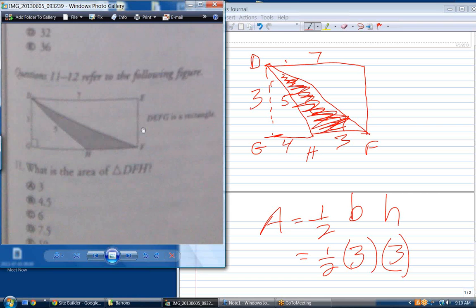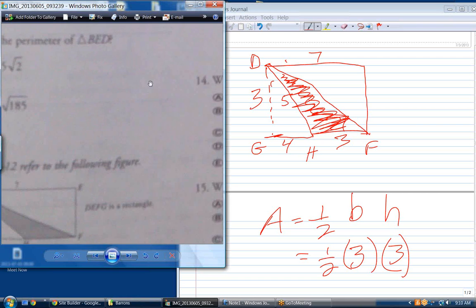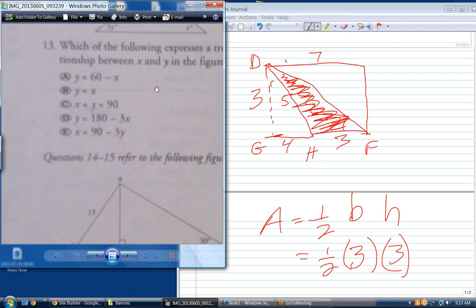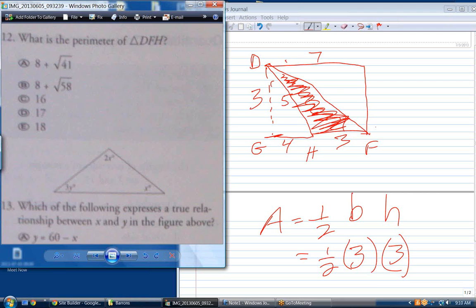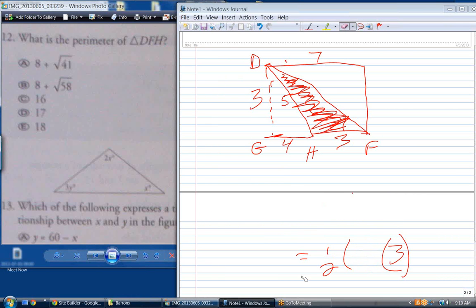Okay, and the next question applies to the same triangle, so I will leave it up. What's the perimeter of DFH? So we know this side is 3. We know this side is 5. We need the measurement of DF. I know that side's 3.